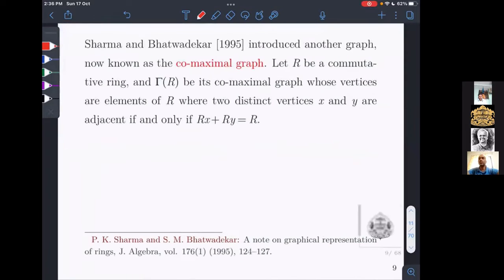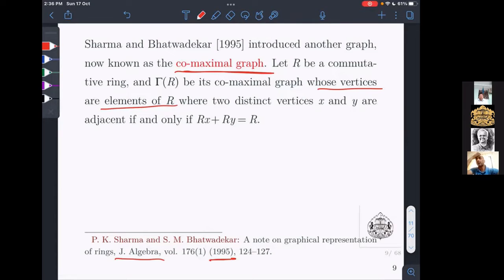Okay, let me have a formal definition first of all. Professor P.K. Sharma and Bhatavadekar defined another graph known as the co-maximal graph. And this paper appeared in Journal of Algebra in 1995. How do they define it? Look at the elements. The vertices are nothing but the elements of R.